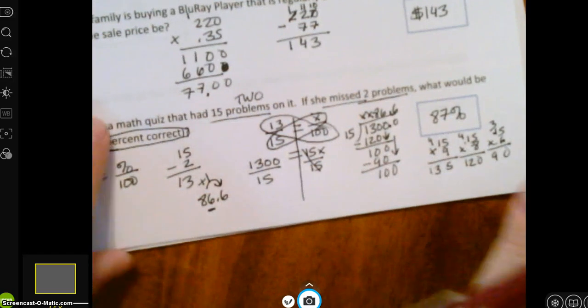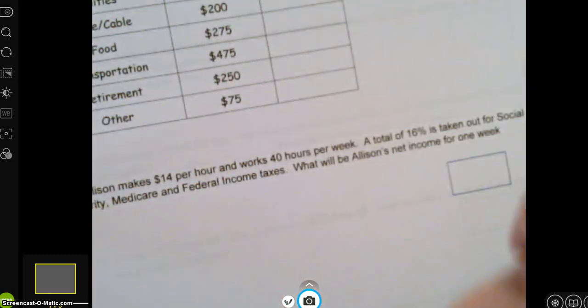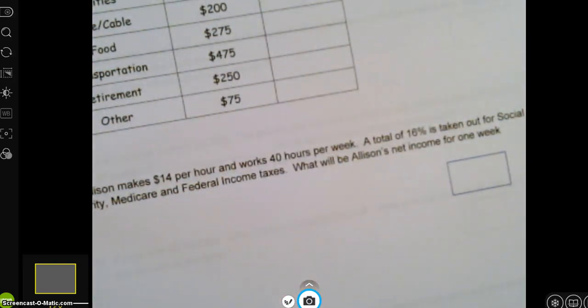Okay? So the next one I want to do is I actually want to skip this page and go to number 19, and then we'll go back. Okay, number 19. The Peterson family makes a net income of $2,500 a month. So this is what they actually bring home. They see this in their account. Remember, gross is before you take out the taxes. Net means my taxes have been taken out, my medical premiums have been taken out, so this is what I have to make my budget on, okay?